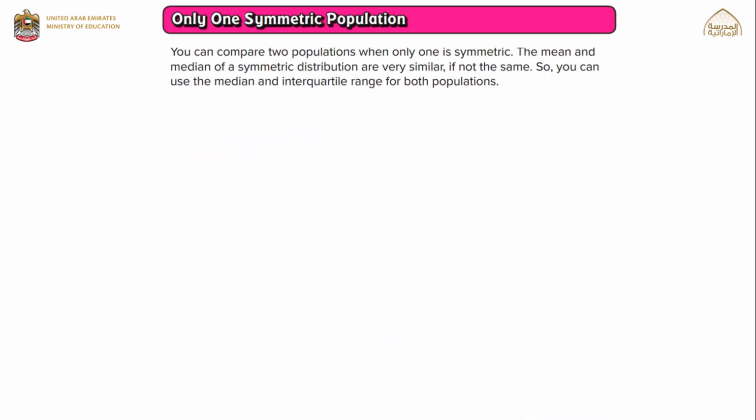Only one symmetric population. You can compare two populations when only one is symmetric. The mean and the median of a symmetric distribution are very similar, if not the same. So you can use the median and interquartile range for both populations.